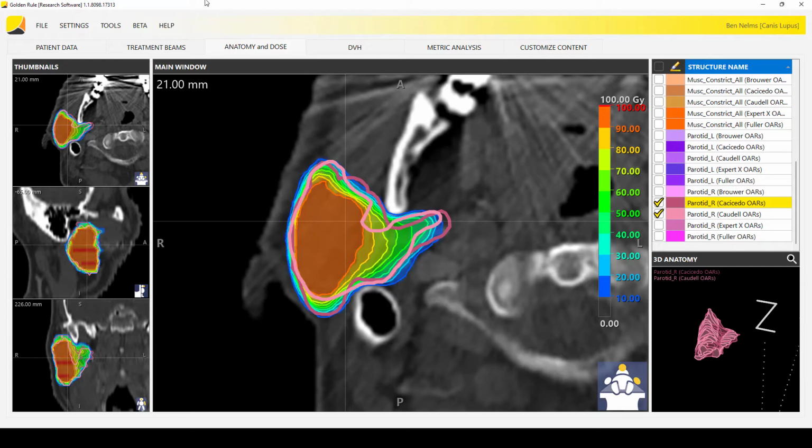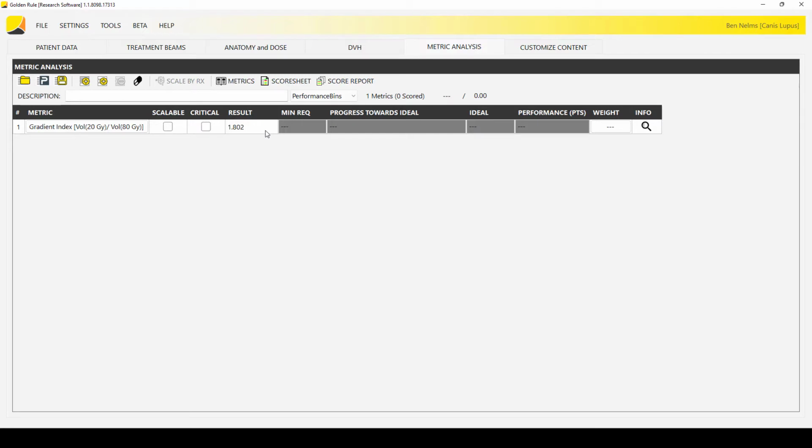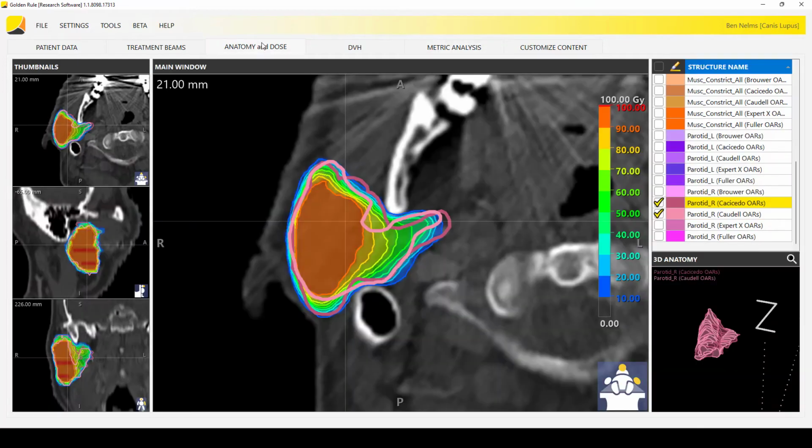One thing we forgot to look at that we're going to need is what's that gradient index? 1.802. That's interesting. That is lower. The right parotid has less variation than the left parotid. And I'm not sure why that would be. I'm sure the physicians might have some theories. Maybe they should talk about that. It's kind of interesting.